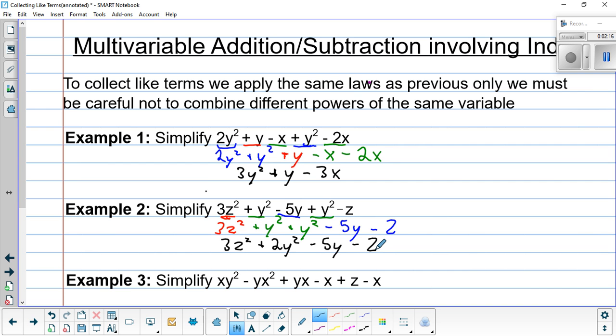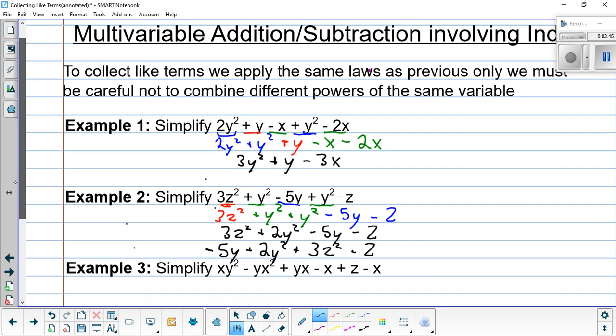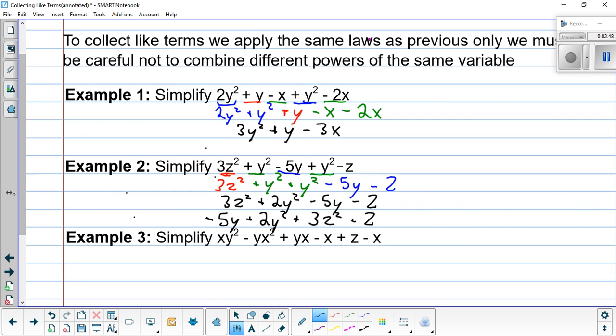You might see this in a different order when the question is answered. You might see this as negative 5y, sorry, plus 2y squared plus 3z squared minus z. But we know that as long as your numbers match and your size, you can have them in any order. We could write this probably 16 different ways if I had to be a guesser.